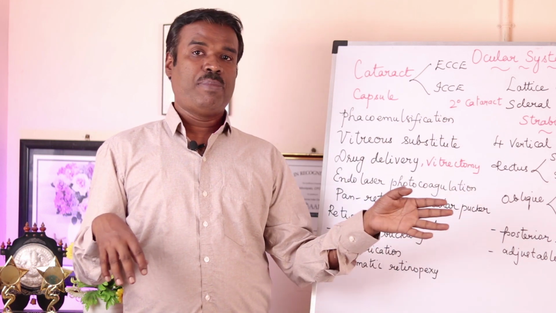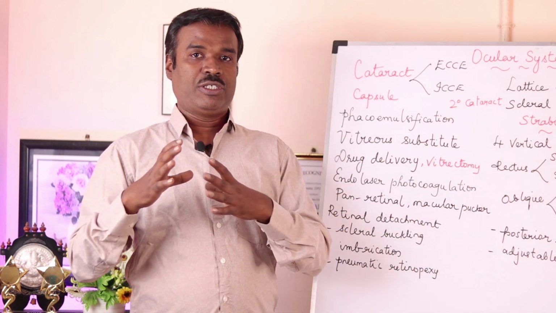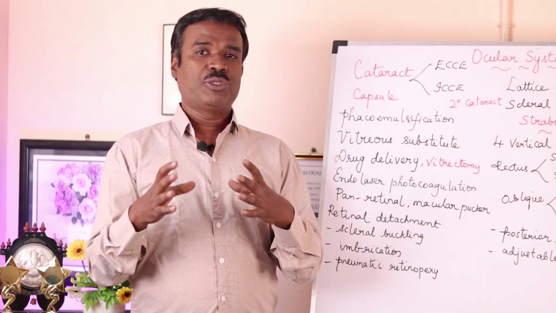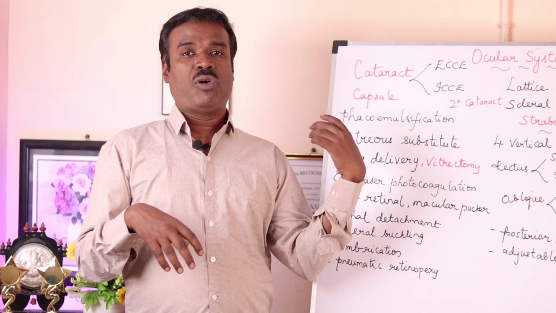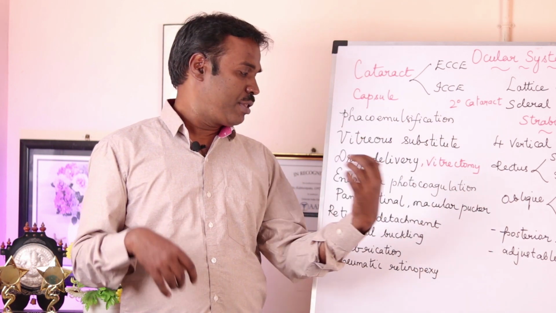Say, macular pucker. What happens? The macula is the site for color vision. Here scar tissues are formed. Okay, so in order to treat that macular pucker, they are passing laser waves.